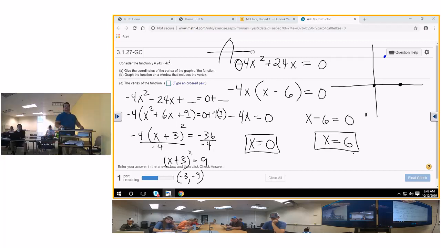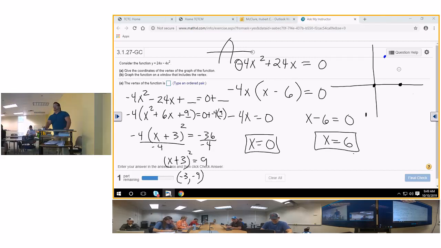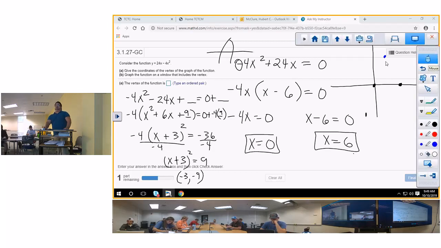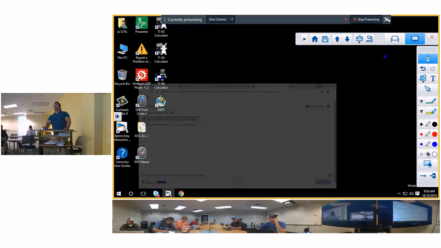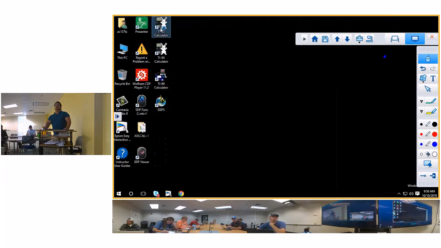Let's graph it and see if I'm correct. See if I think this is what it's supposed to look like. And since nobody's going to talk to me, everybody's going to sit there like, I don't know what's going on.